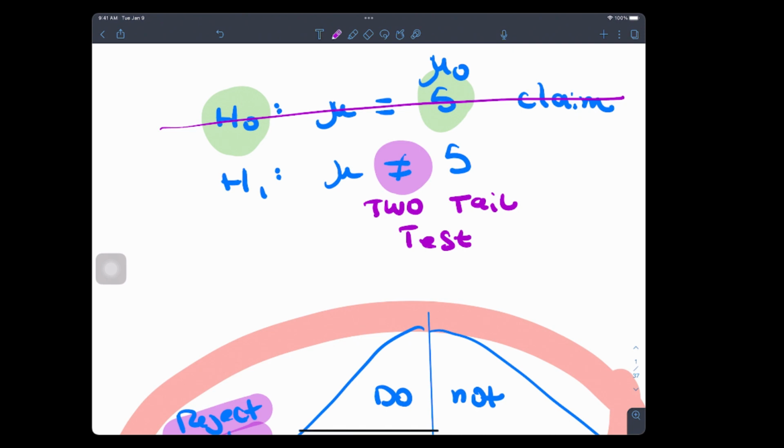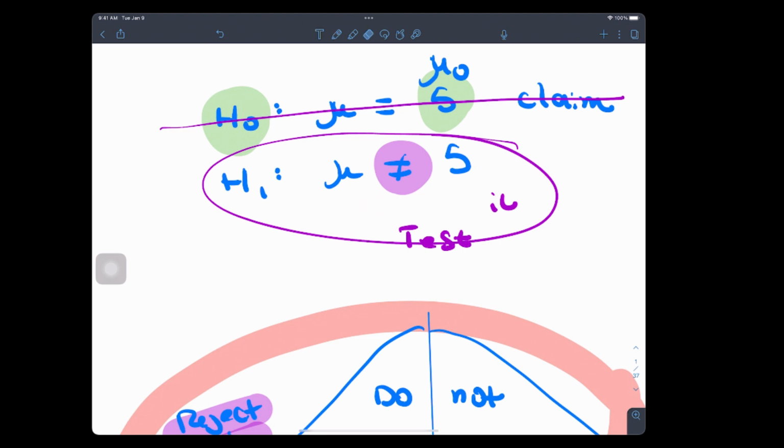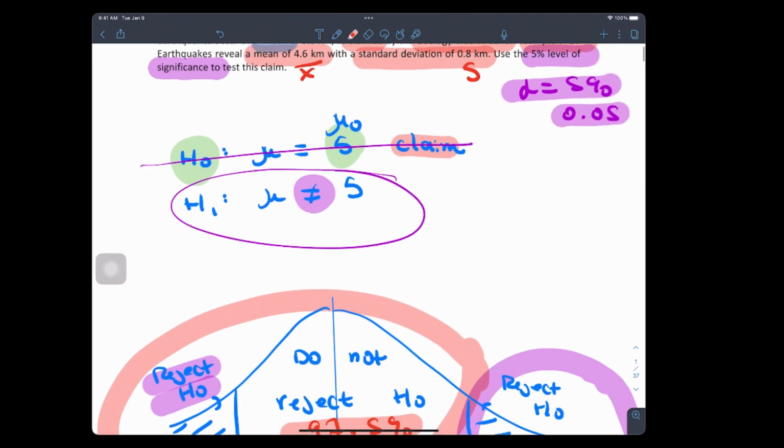Goodbye, null. If we reject the null, what are we doing? We're accepting the alternate. What does that mean about the claim? We just rejected the what? The claim. So if we reject the claim, what are we saying? The sample does not support the claim.